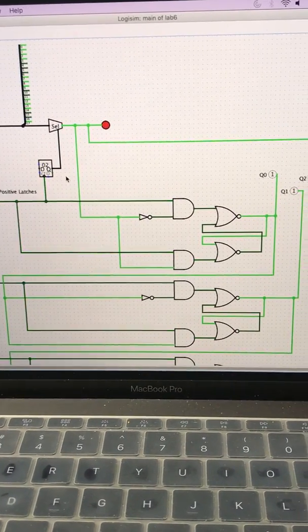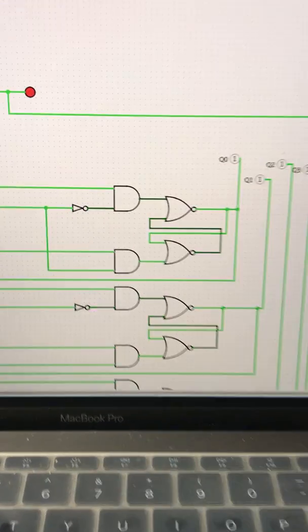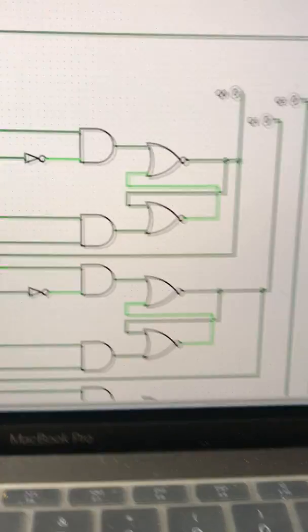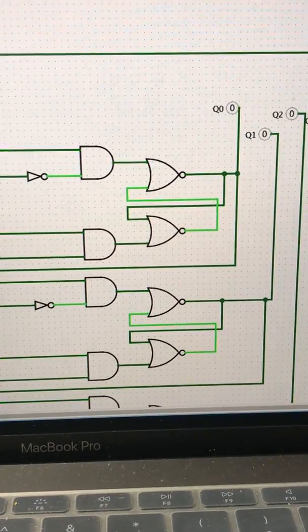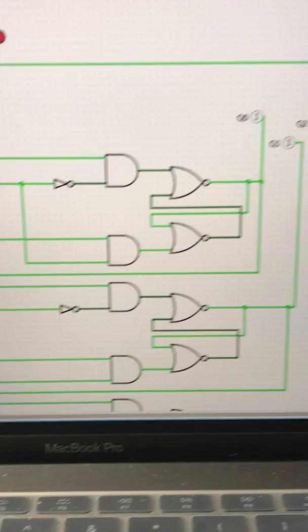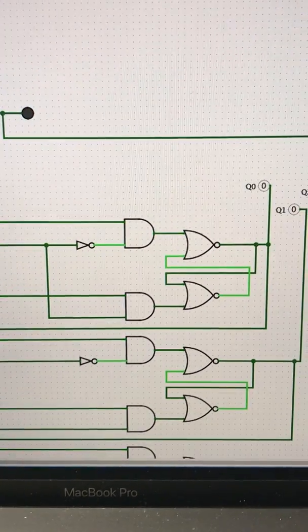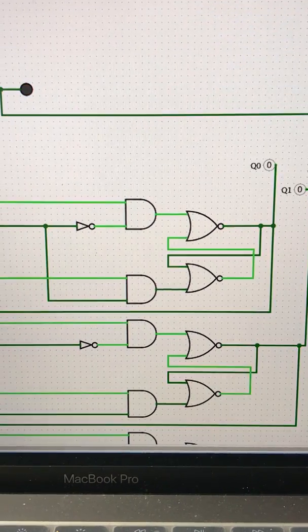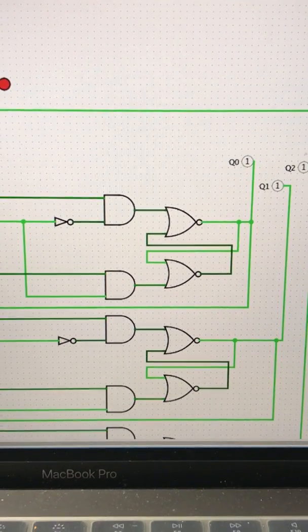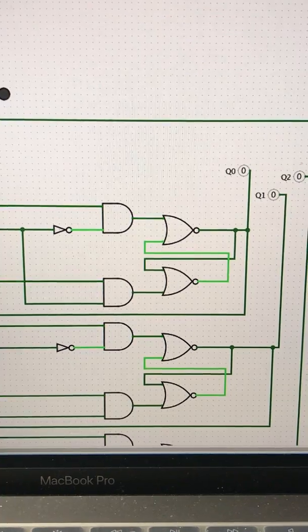Here's my circuit for lab number 3. I'll start off by showing you the positive D latch. This is simply a set reset latch, except S and R are replaced by clock and D, and clock and D bar. So the output of this is, when clock is high, the output is whatever D is.